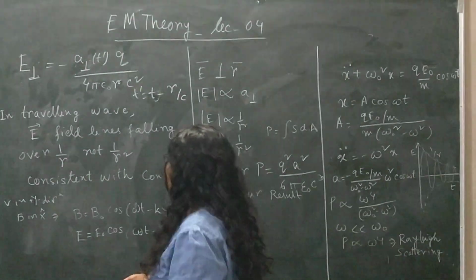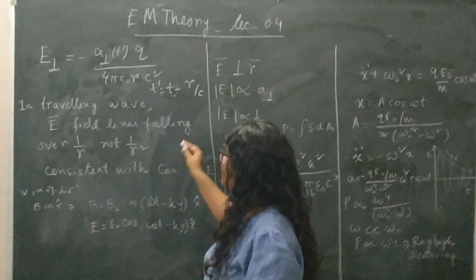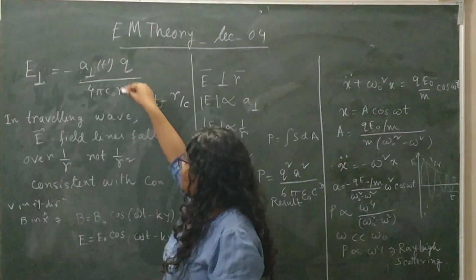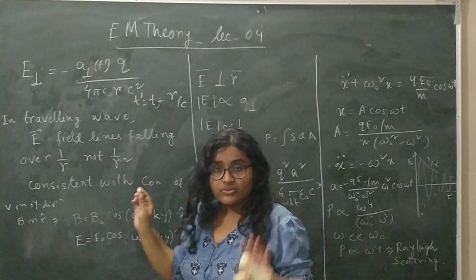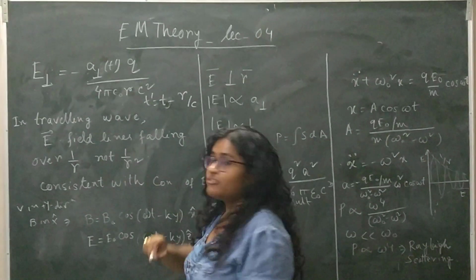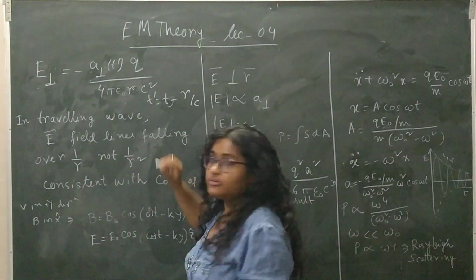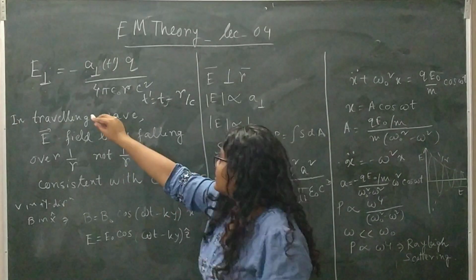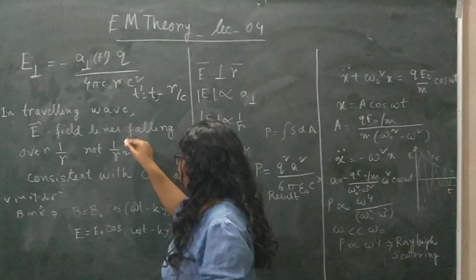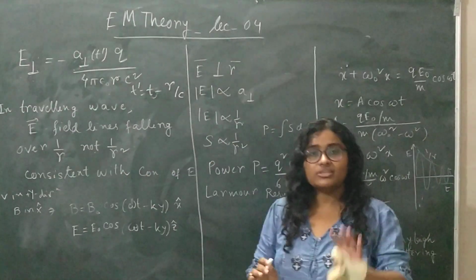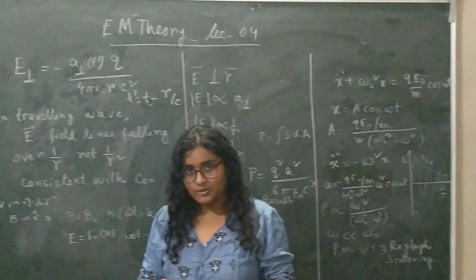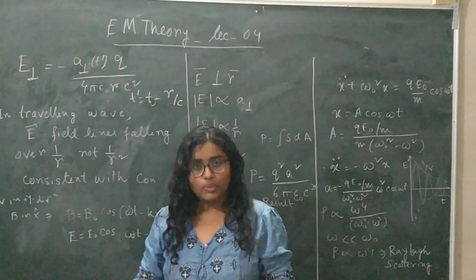Okay, now in a traveling wave, the electric field falls off as 1 by r. Look here, this electric field is proportional to 1 by r, but traditionally for the electrostatic case, from Coulomb's law we get electric field E proportional to 1 over r square. So this is the difference: in the traveling wave the electric field falls off as 1 by r, not 1 by r square, and this is consistent with energy conservation, because the electric field falls off as 1 by r, and the magnetic field also falls off as 1 by r.